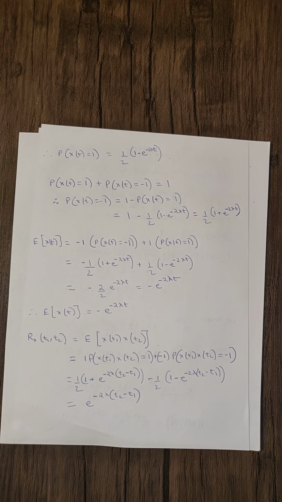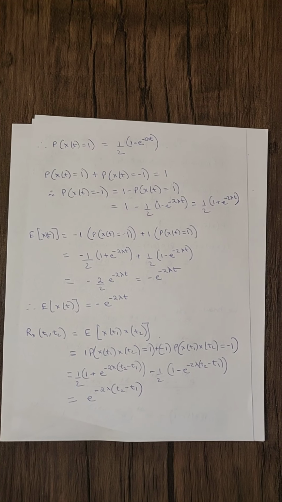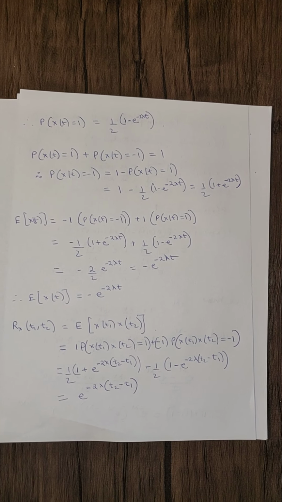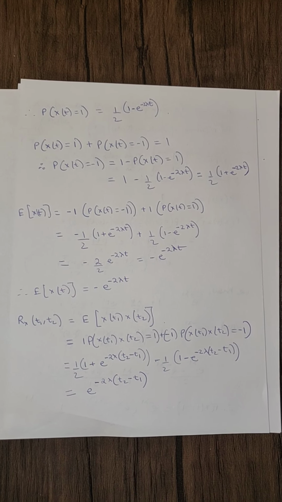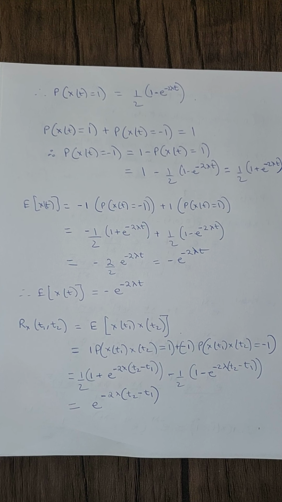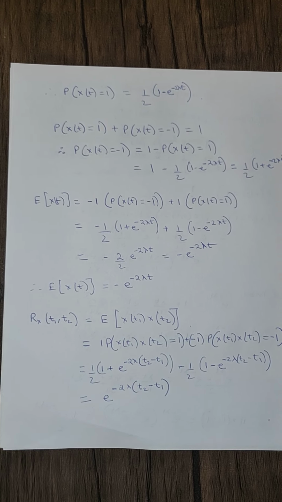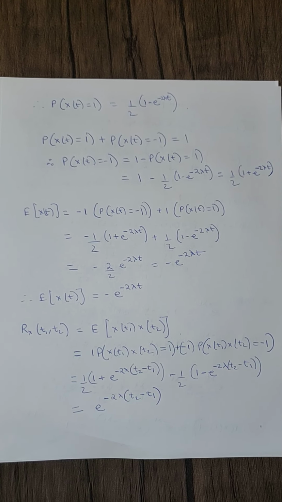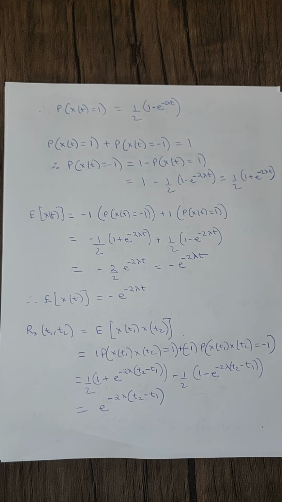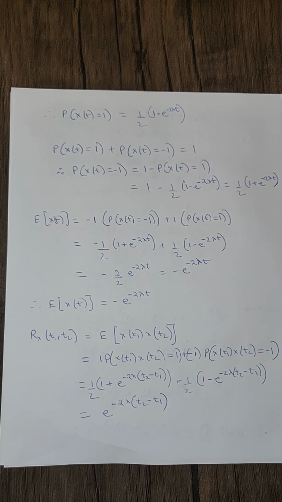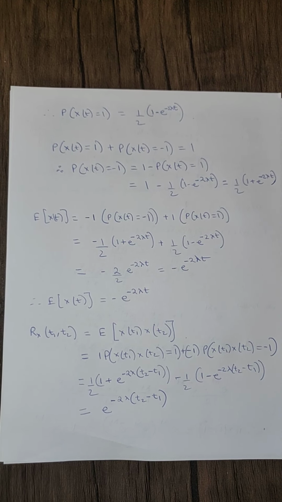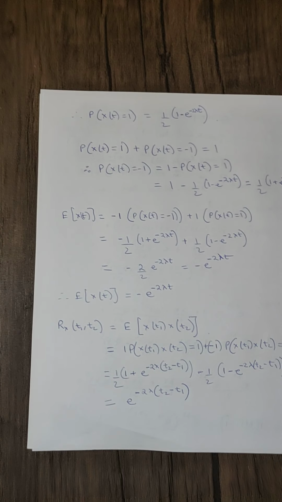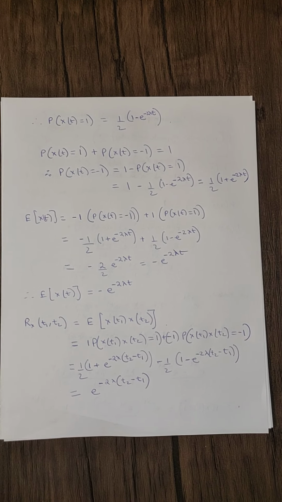Now the expected value of X(t) is the sum of x_i times P(x_i). So minus 1 times P(X equal to minus 1) plus 1 times P(X equal to 1). That is minus 1 times 1/2 times (1 plus e^(-2 lambda t)) plus 1 times 1/2 times (1 minus e^(-2 lambda t)). Simplifying, we get minus e^(-2 lambda t). So the expected value of X(t) is minus e^(-2 lambda t).